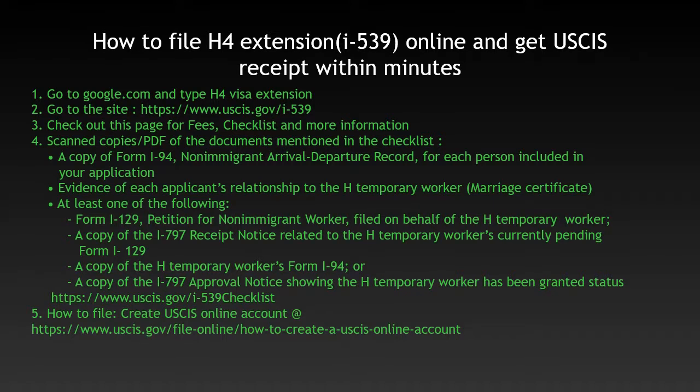uscis.gov/I-539 checklist. And how you can file the application is, the first step is you have to create a USCIS online account, and this is the link. You can even Google the link and you should be able to come to this link. If you don't know how to create the online account, you can mention it in the comments. I'll make another video to create the online account. So in the next section, we will go over the actual how to file the H4 visa extension.